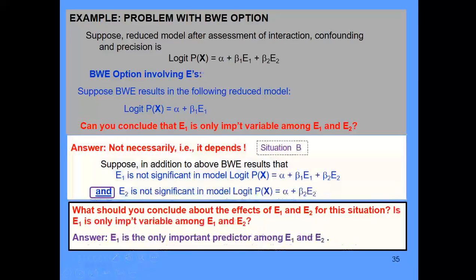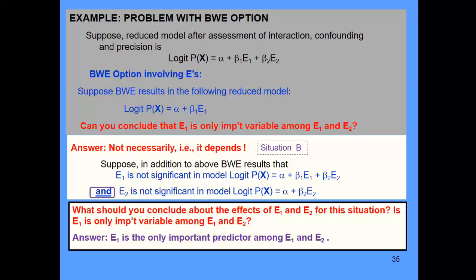Now, here's situation B. I wrote this in, so it's situation B. Suppose in addition to the above results, that E1 is not significant in this model, suppose it's also true that E2 is not significant in the model when you drop E1. Even though E1 is not significant, you can say, well, maybe E2 might be significant. Suppose E2 is not significant when I consider it by itself. Well, backward elimination would say, I need to keep E1.